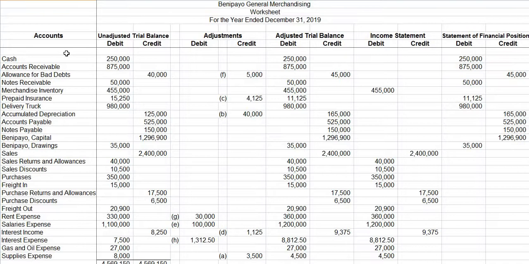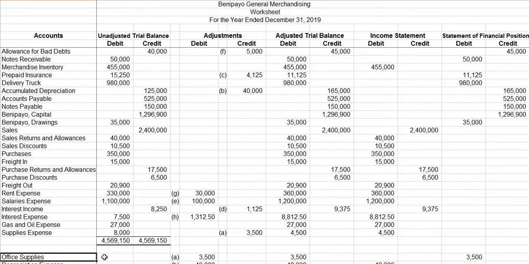Do you see office supplies here? No. In that case, you must write office supplies here below the last account name. Just skip one row after the totals of the first two money columns for a better looking worksheet presentation. And then, since office supplies of 3,500 is debited in your first adjusting entry, write 3,500 here under the debit column of these adjustments columns.